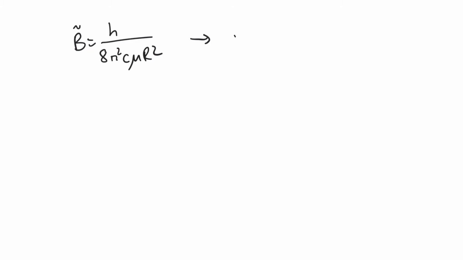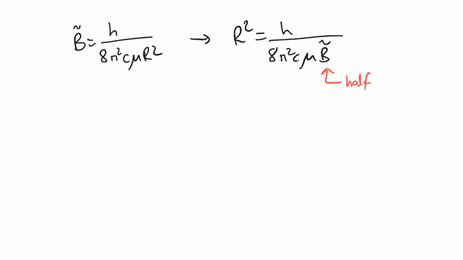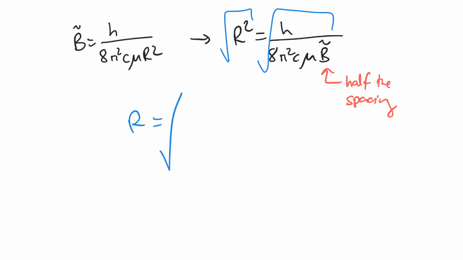So that gives us r squared is equal to h over 8 pi squared c mu times B, which, remember, is half the spacing, right? The spacing in the pure rotational spectrum is 2B. So if we know the spacing, we divide it by 2, and we get B. And if we want to find r, we can just square root both sides. So r, our bond length, is the square root of h over 8 pi squared c mu times B, our rotational constant in wave number units.